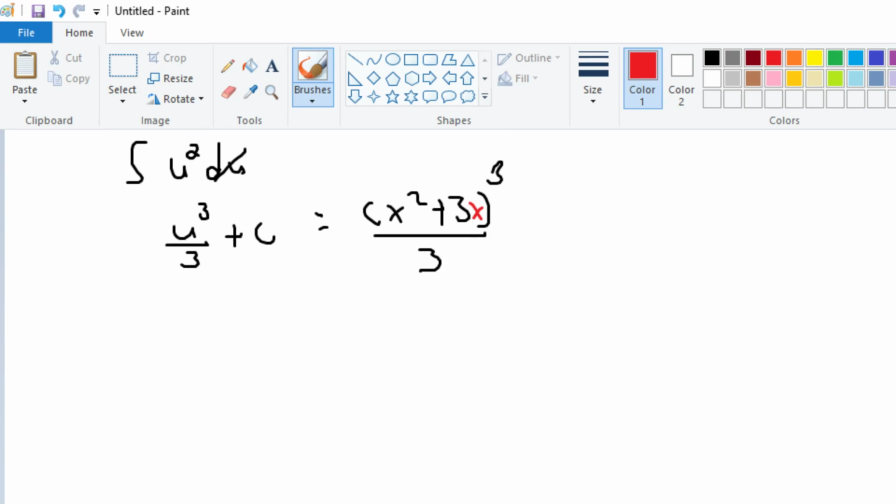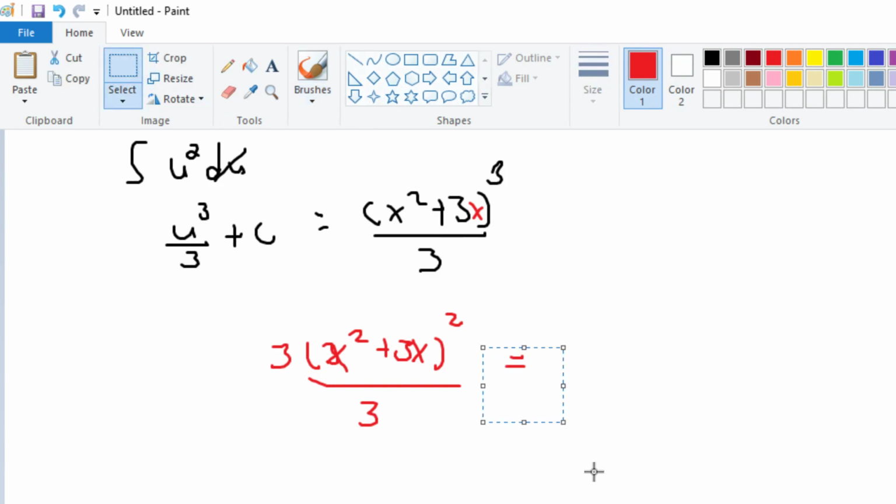Here we go. We're going to take the derivative of this. So we're going to drop the power down. So we have 3 times x squared plus 3x. Drop the power down. And then that is being divided by 3. Okay? So 3 goes into 3 one time. So that cancels out. Oh my gosh. I'm sorry. I'm messing up here. It's been a long day.